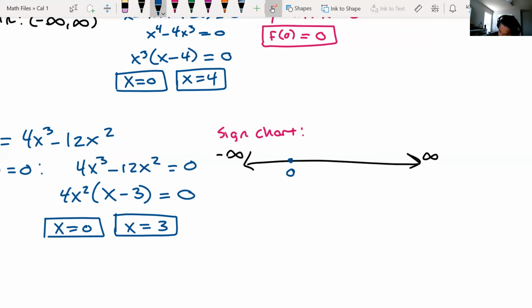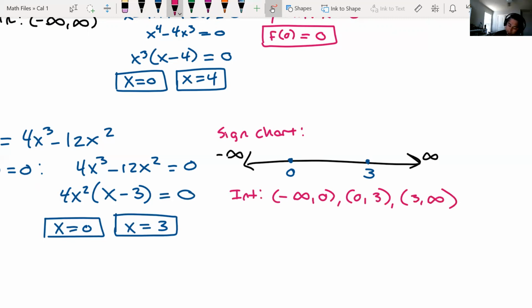There's 0. There's 3. Intervals: negative infinity to 0, 0 to 3, and 3 to infinity. Test numbers. From negative infinity to 0, we pick negative 1. From 0 to 3, we pick 1, and from 3 to infinity, we pick 4.